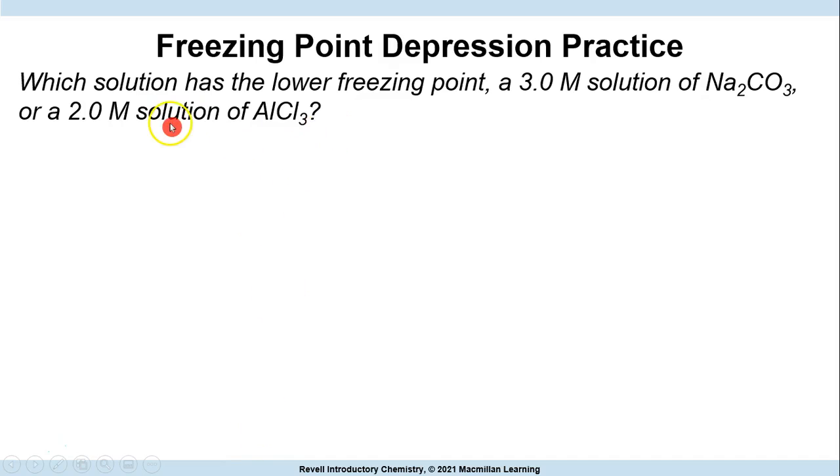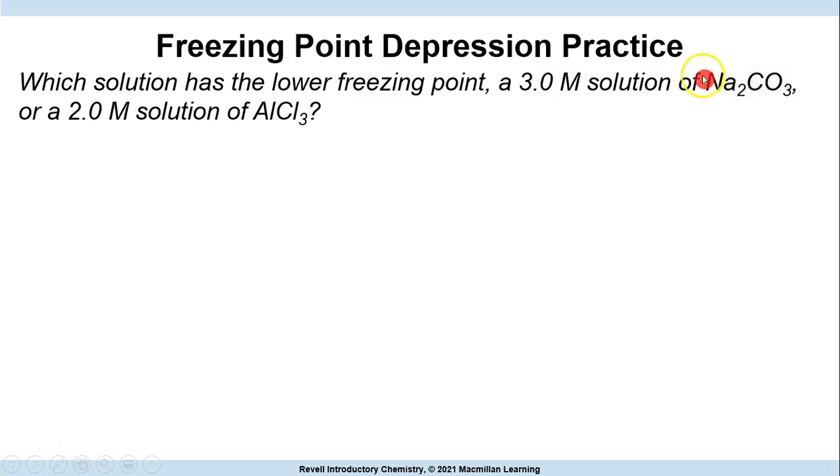So let's look at a question here. Which solution has the lower freezing point, a 3.0 molar solution of sodium carbonate or a 2.0 molar solution of aluminum chloride? For us to be able to determine which solution has a lower freezing point, we have to see the number of particles that each of these is going to form, and we calculate the concentration of each. So let's start with the sodium carbonate. We have 3.0 molar sodium carbonate.